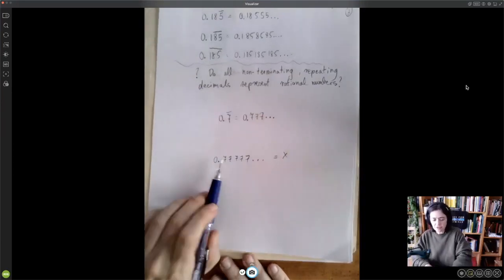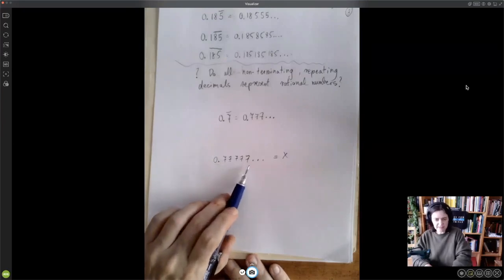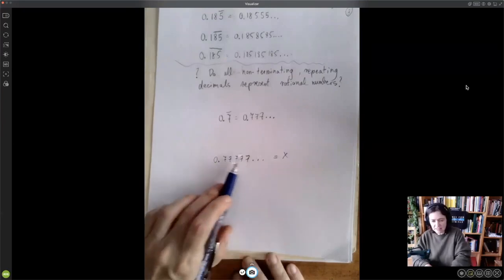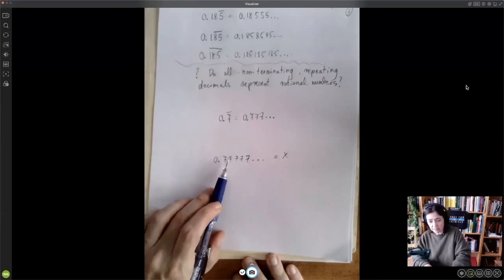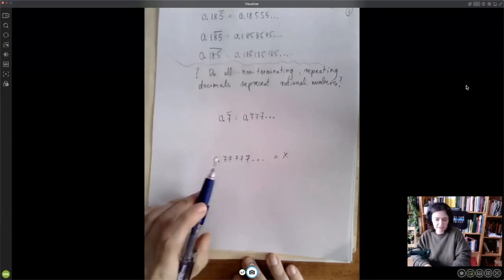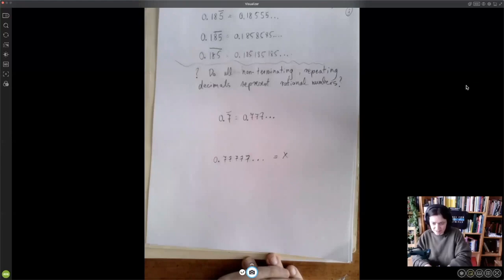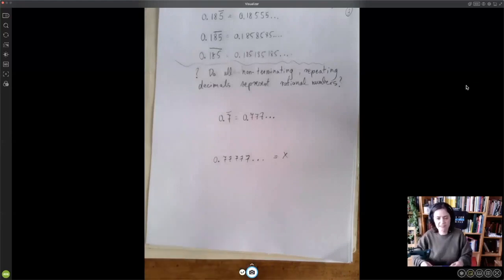Now, visually you see 5 sevens, but it really is trying to indicate infinitely many, right? So the dot, dot, dot means there are infinitely many sevens. And so because of that, there is some strange property. Infinity has some strange properties.